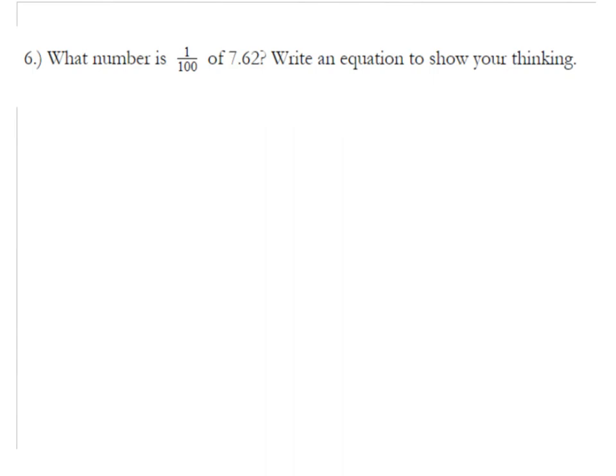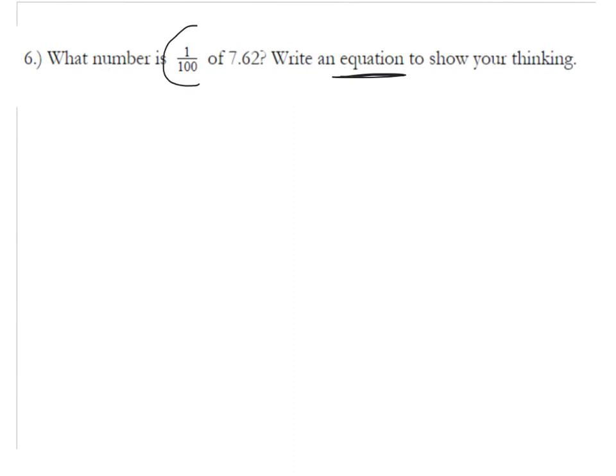So problem number 6 says, what number is 1/100th of 7 and 62 hundredths? Write an equation to show your thinking. So you might be thinking, what on earth are they talking about? What number is 1/100th of 7 and 62 hundredths? Well, the first thing they want us to do is think about writing an equation down. So they want us to write a number sentence thinking about what we know.